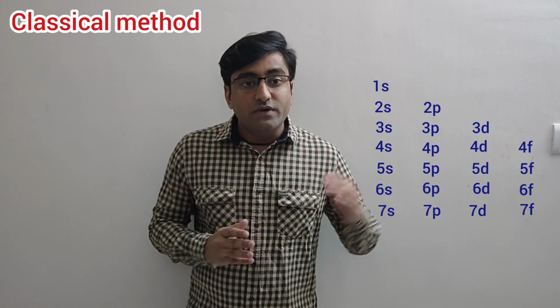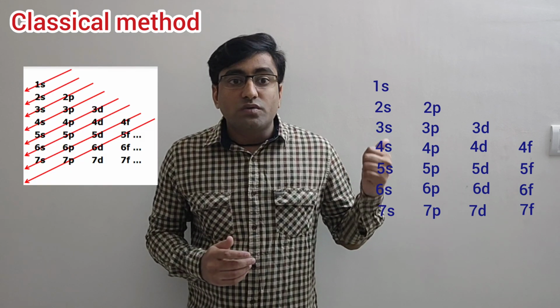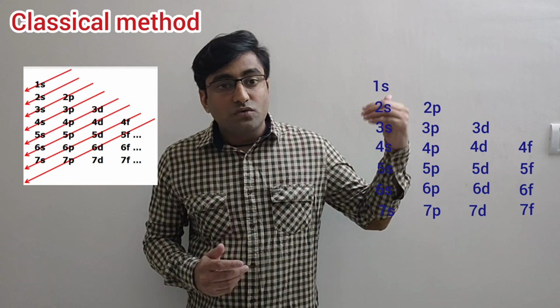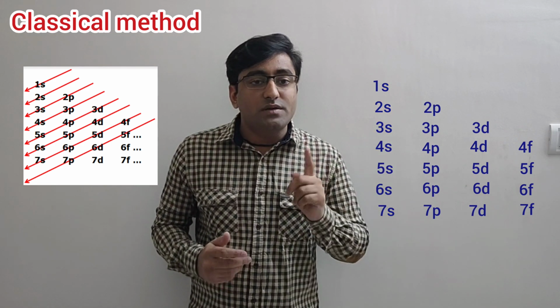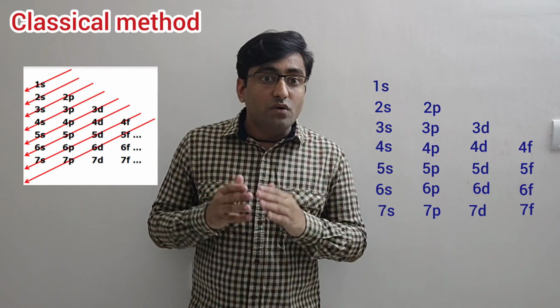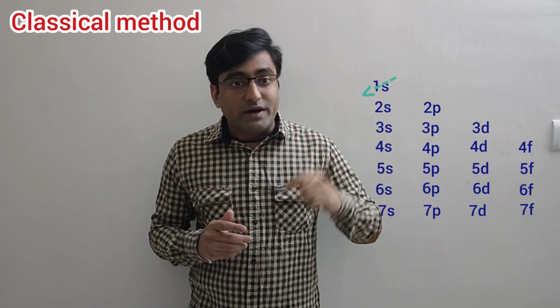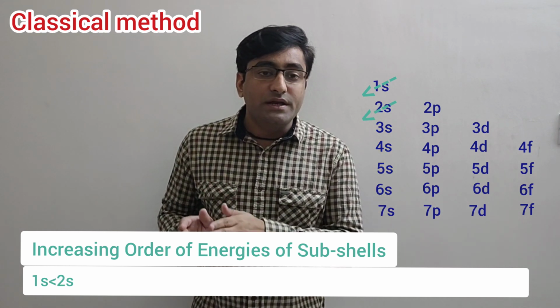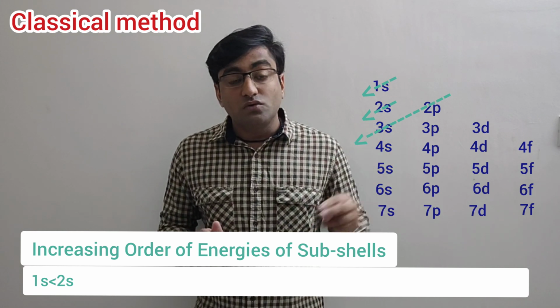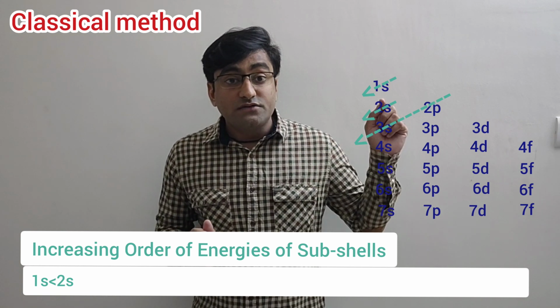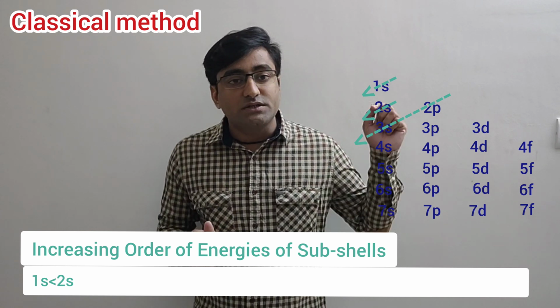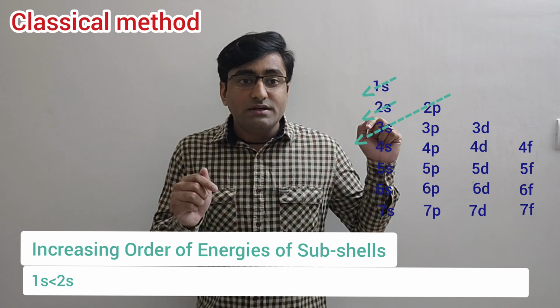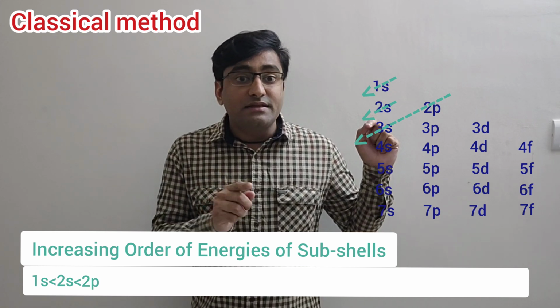Now, after writing this, we saw in the diagram that I showed previously, there were some arrows passing through it. So we will mark the diagonal arrows. These arrows represent the way in which the filling will go. So the very first arrow is passing through 1s. So the very first electron is always filled in 1s. So I will write here 1s. The second arrow is passing only through 2s, and hence the second filling will be done in 2s. The third arrow passes through 2 subshells, that is 2p and 3s, but first it passes through 2p. So after 2s, the next electron will enter in 2p and then in 3s.